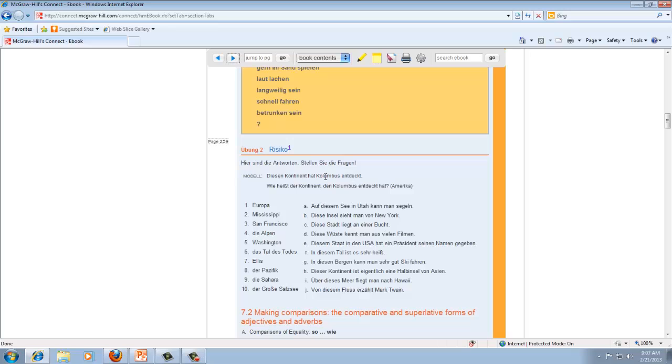So if you were to see that, okay, the answer is America, what you would have to do is create a question, alright: Wie heißt der Kontinent, den Columbus entdeckt hat? A little bit tricky on this, okay, because we have diesen Kontinent, alright, or let's look at B.